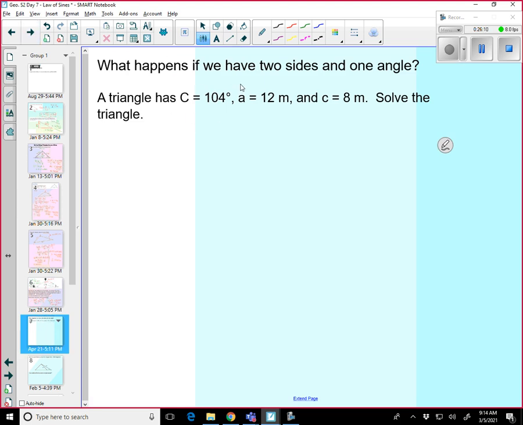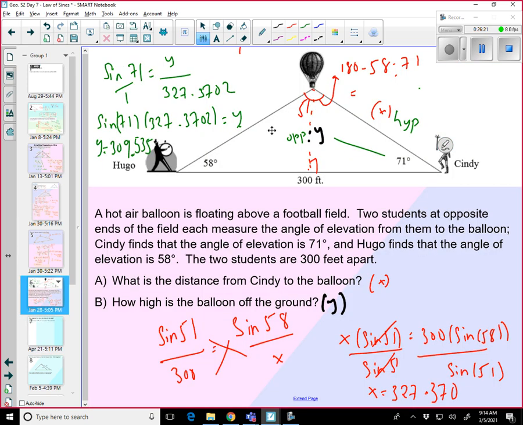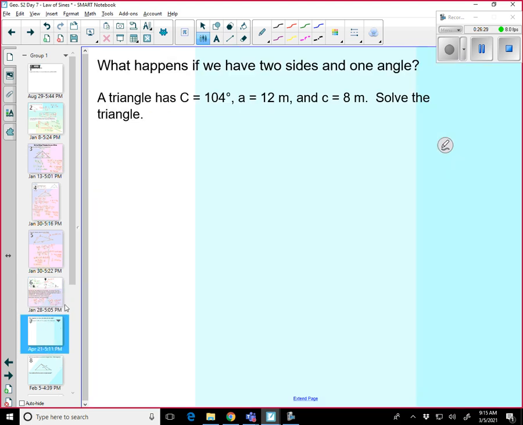What happens if we have two sides at one angle? Observe that the law of sines can be applied to any type of triangle, not just a right triangle. Whatever you saw here, this whole thing was not a right triangle at all. This is 58, this is 51, and this is 71. Same way in the previous problems also, the law of sines can be applied to any triangle. It doesn't have to be a right triangle.